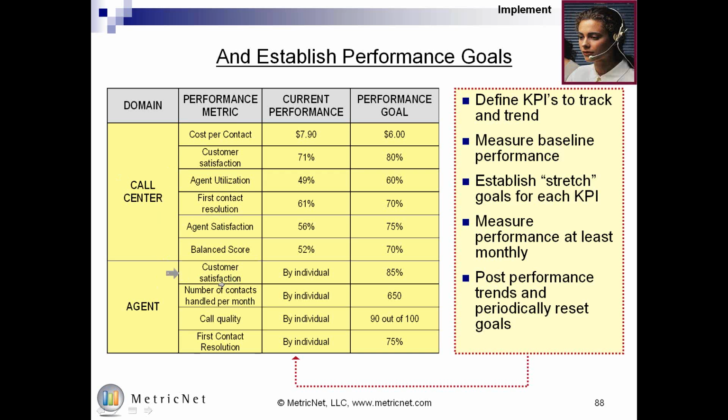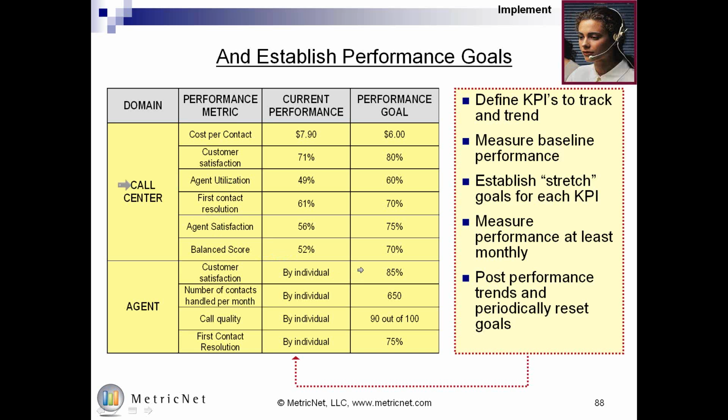Hold the agents accountable for hitting a certain customer satisfaction. Hold them accountable for a productivity metric, number of contacts handled per month. Hold them accountable for call quality. Hold them accountable for first contact resolution. You'll see that the goals differ slightly here. There's a 70% FCR goal for the call center overall, 75% for each agent. That's because they expect some agents might not make the goal, and they want to make sure that the call center overall still achieves its performance goal.